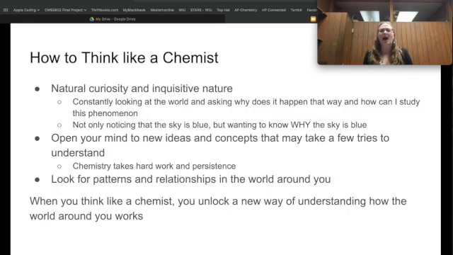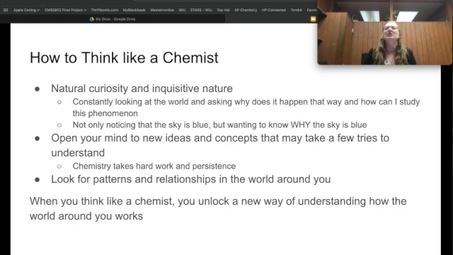So let's talk about how to think like a chemist. Like I said, we've got to put our chemistry caps on. Chemistry comes with a very natural curiosity and inquisitive nature. Chemistry is really based off people just being like, why do things happen the way that they do? And how can I make the things that I want to have happen? So we're constantly looking at the world around us. Why does it happen? How can I study it?